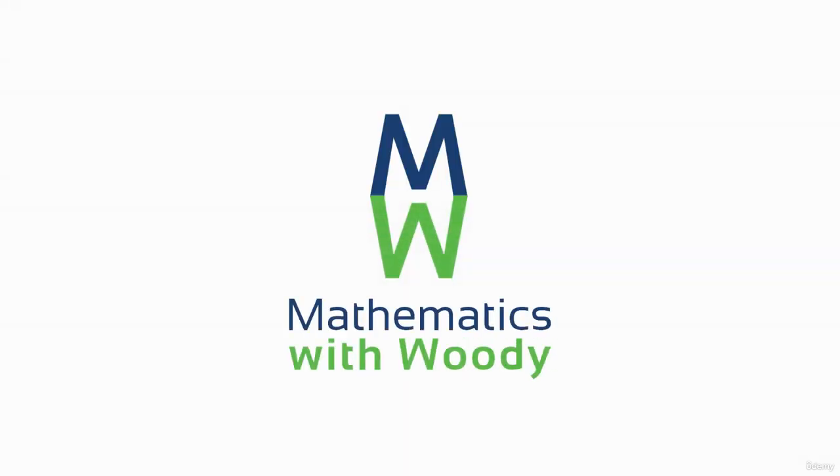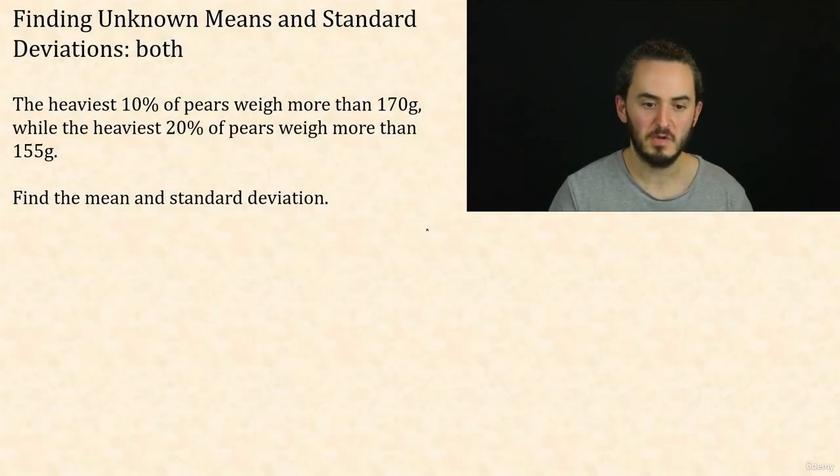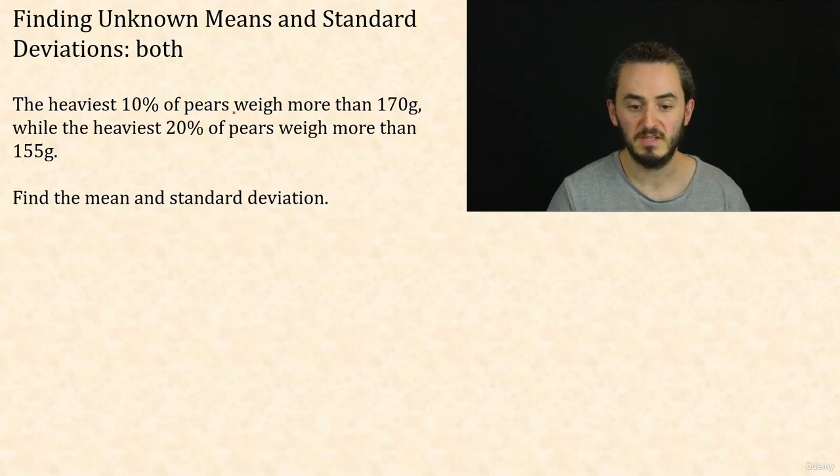So far we've looked at finding unknown standard deviations and unknown means, and now we combine the two. Well, we don't know the mean and we don't know the standard deviation. Let's have a look. Okay, so here's the sort of question where we don't know either. The heaviest 10% of pairs weigh more than 170 grams, while the heaviest 20% of pairs weigh more than 155 grams. Find the mean and standard deviation.